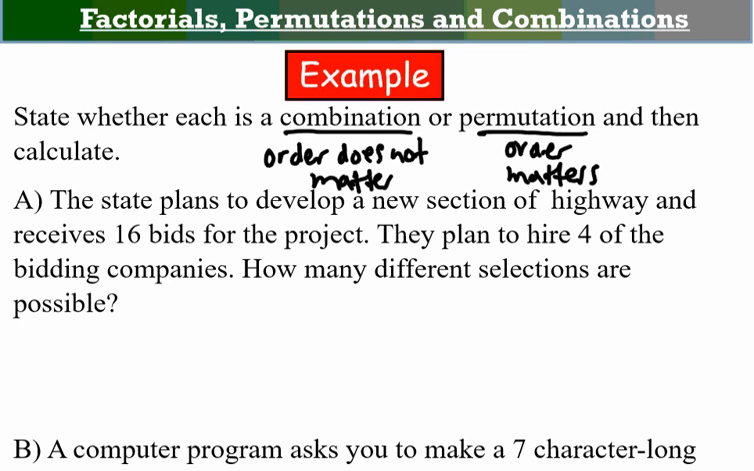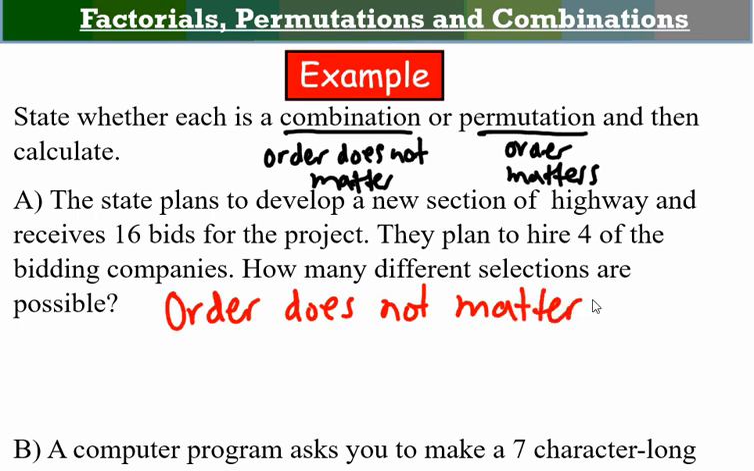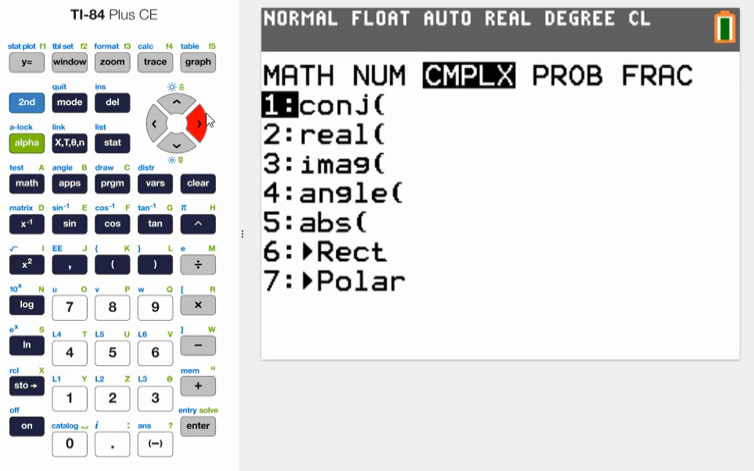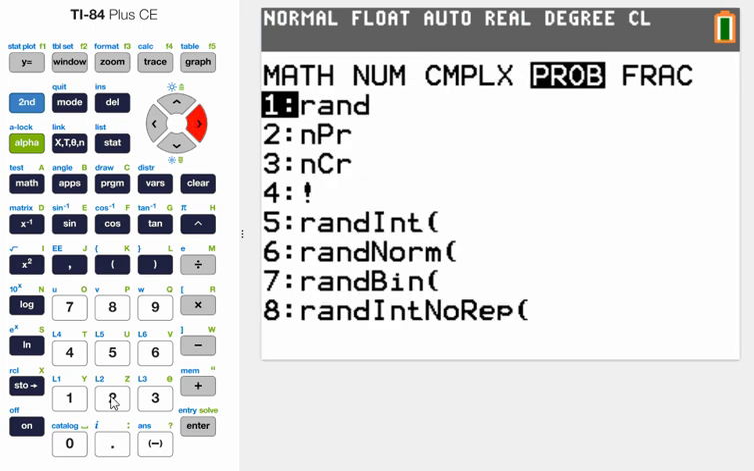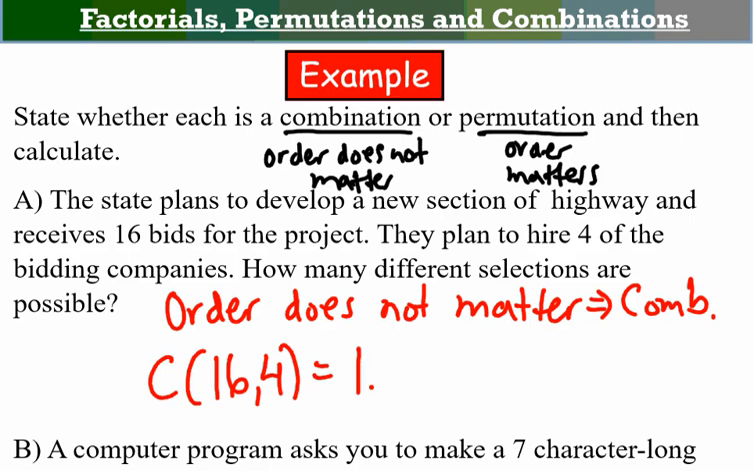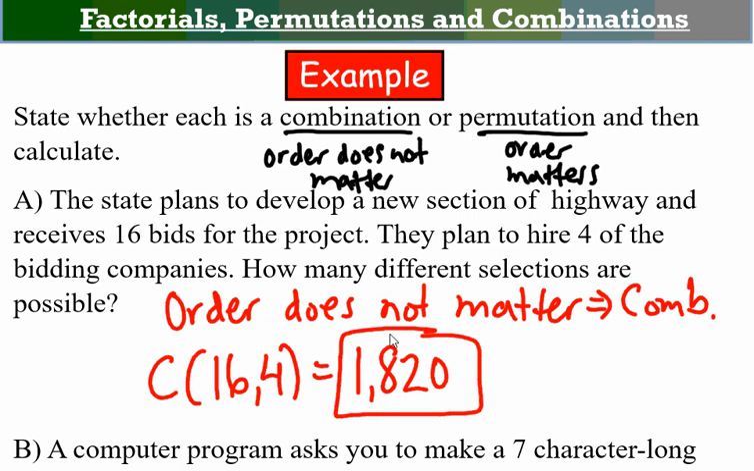So let's say the state plans to develop a new section of highway. They receive 16 bids and they're going to select 4. How many different selections are possible? Well, since order doesn't matter, just being selected matters, it's going to be a combination. So we need to do 16 choose 4. Grab my calculator, 16 choose 4. There's 1,820 different selections of the 4 that could occur.